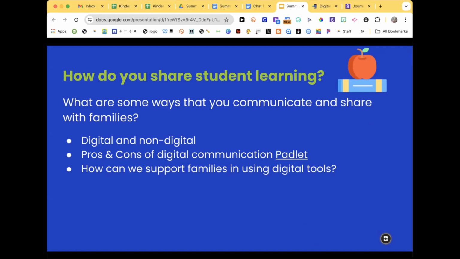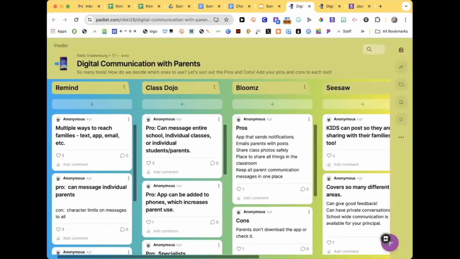I love that. So lots of digital and non-digital ways of communicating. I think a balance is probably best. When we talk about those digital communication tools, there is a link here to this Padlet. I'm just going to click on it and open it up. Can you guys see that Padlet now? Just making sure. Okay. And we'll drop that link in here. If you're on the slides, you can click in here.